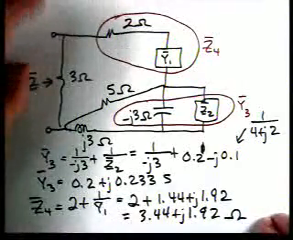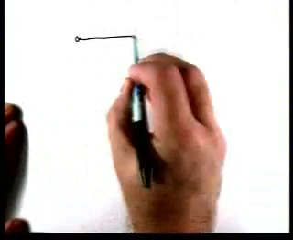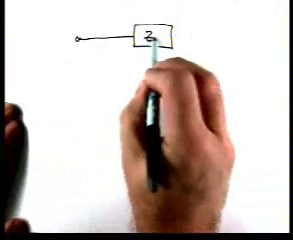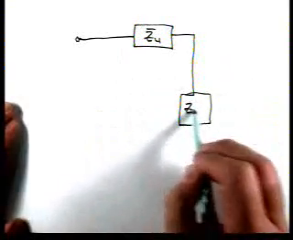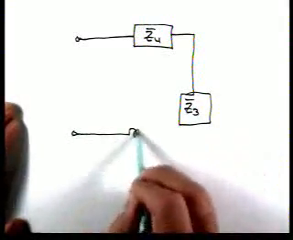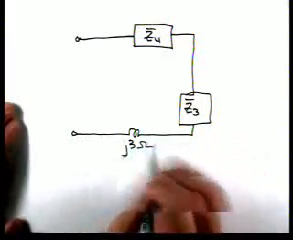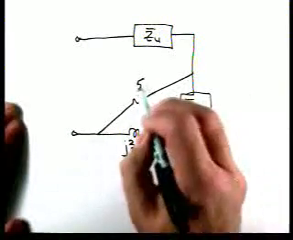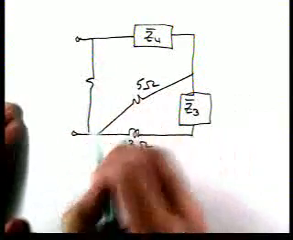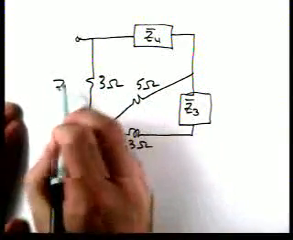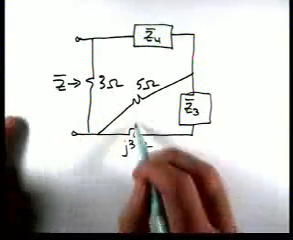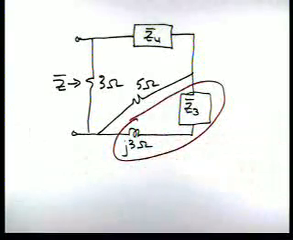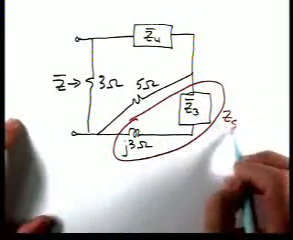Now again, let's redraw the circuit. Okay, so now on the top up here we have Z4. Down here we have Z3. We have an impedance j3 ohms here. We have an impedance of 5 ohms here. We have an impedance of 3 ohms here. And then we have Z. And now if we look, these two are in series, and we'll just call those Z5.